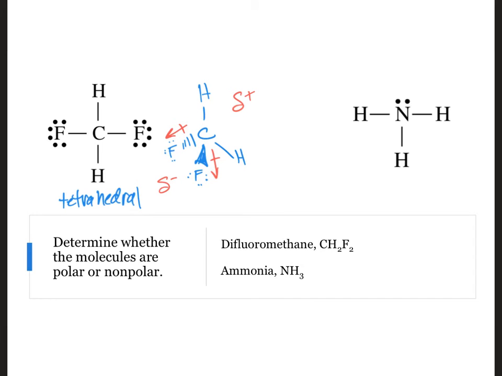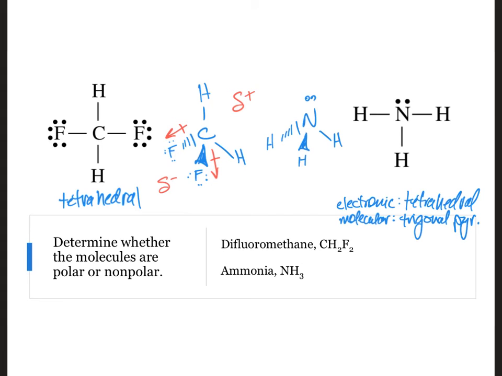In ammonia, 4 electron domains give us a tetrahedral electronic geometry, but the presence of the lone pair of electrons gives us a trigonal pyramidal molecular geometry. Each of the nitrogen-hydrogen bonds is strongly polar, so adding the polarity vectors, we see that ammonia will be a polar molecule.